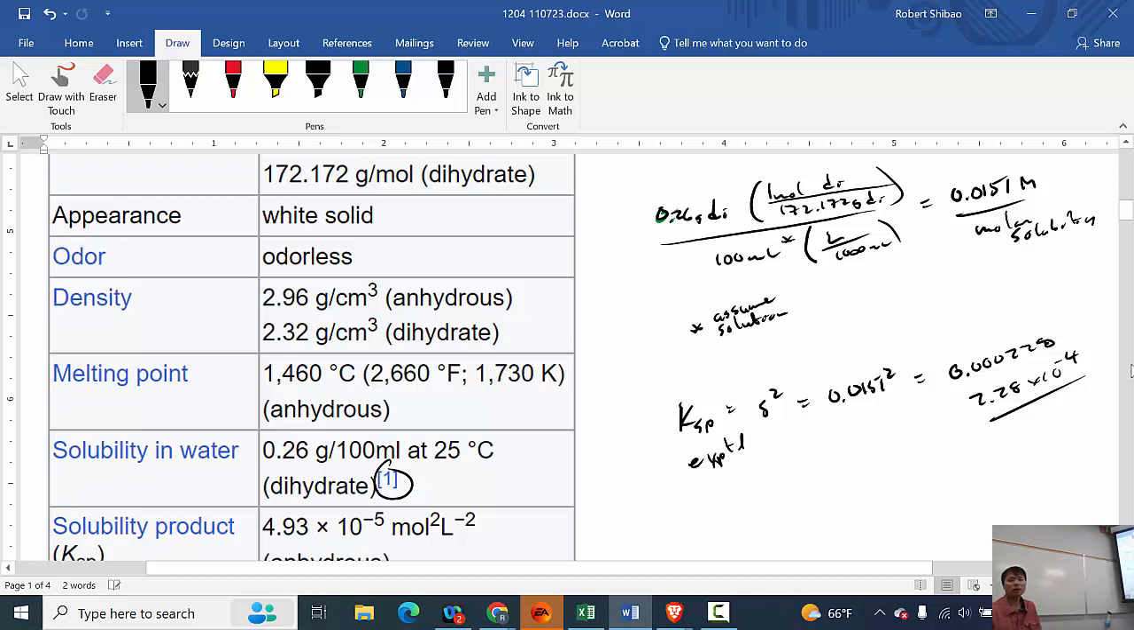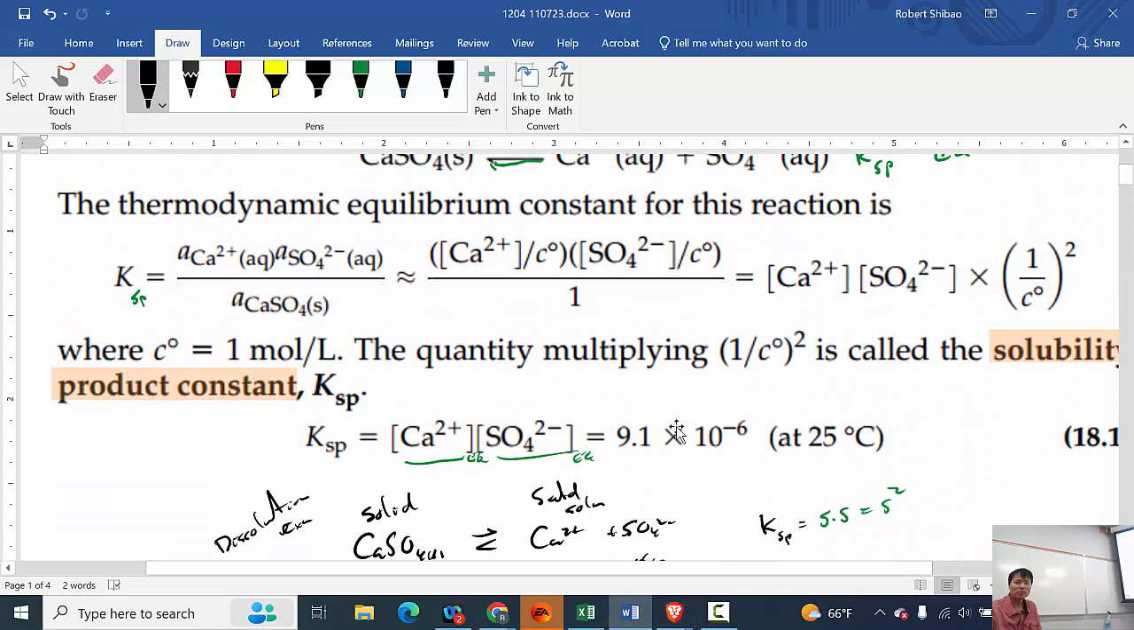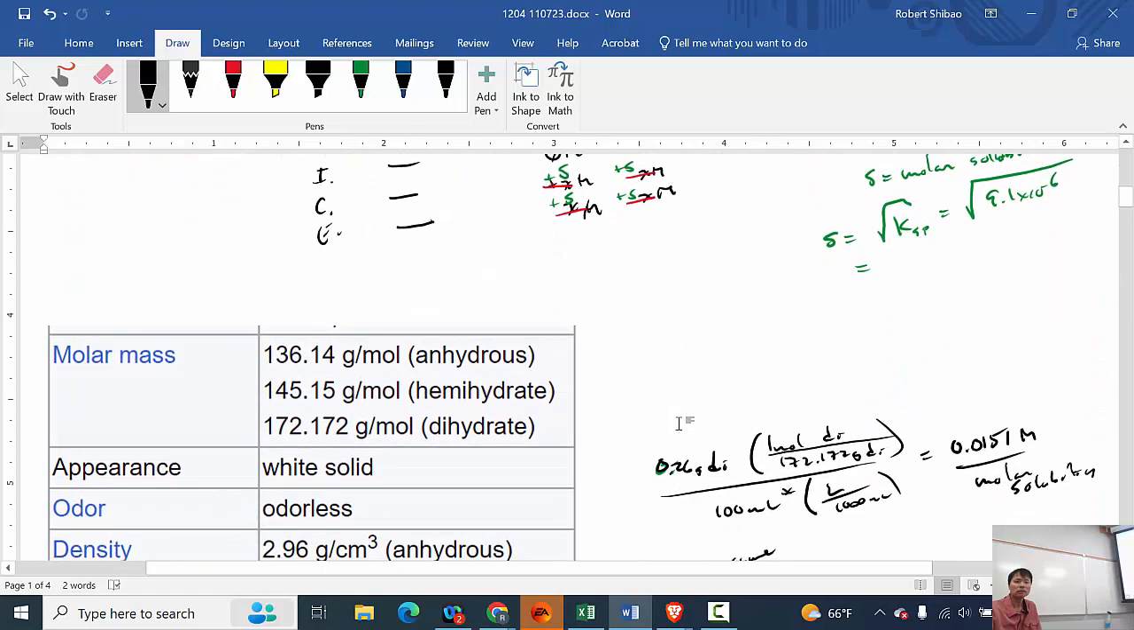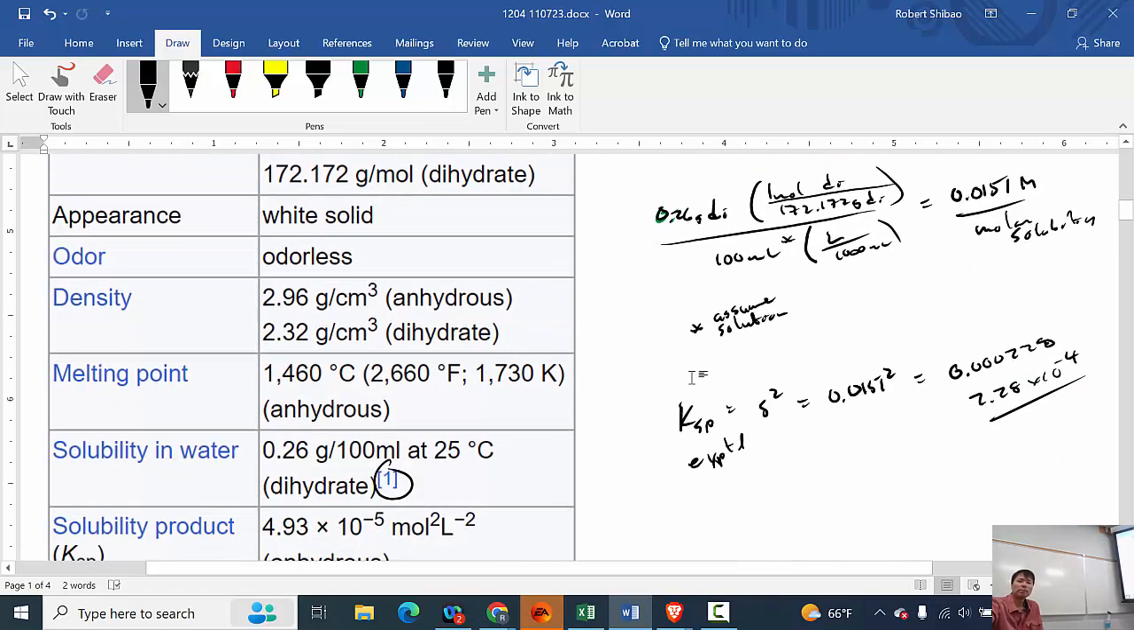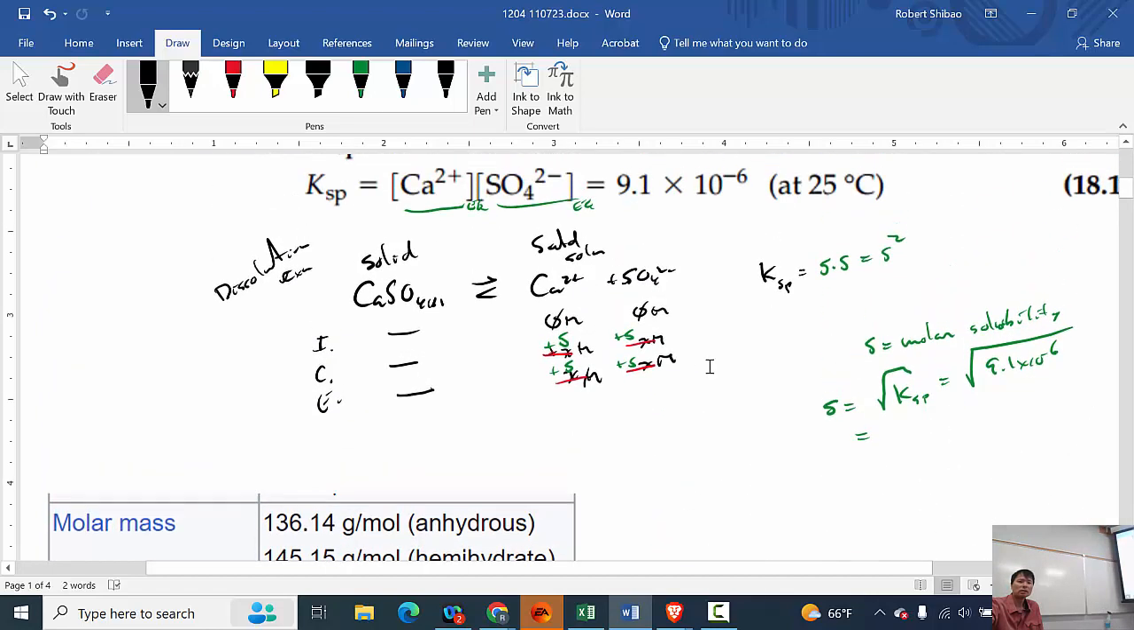If we look at this, wow, that's way off, huh? What was it? It's supposed to be 9.1 times 10 to the minus 6. We're way the heck off, aren't we? Way the heck off. But we have a problem, and the problem is this.